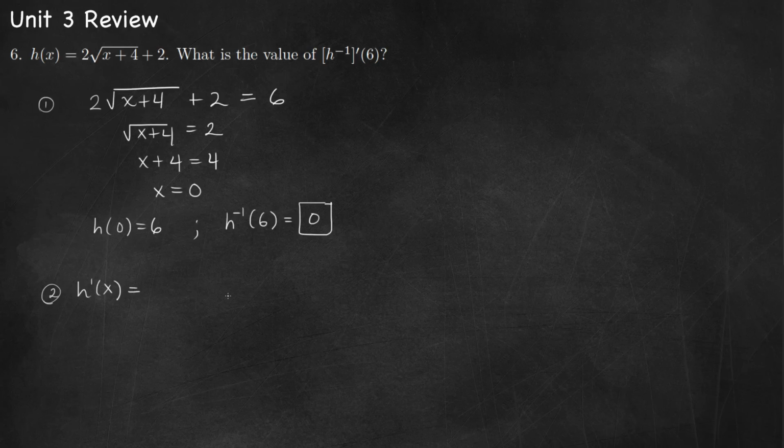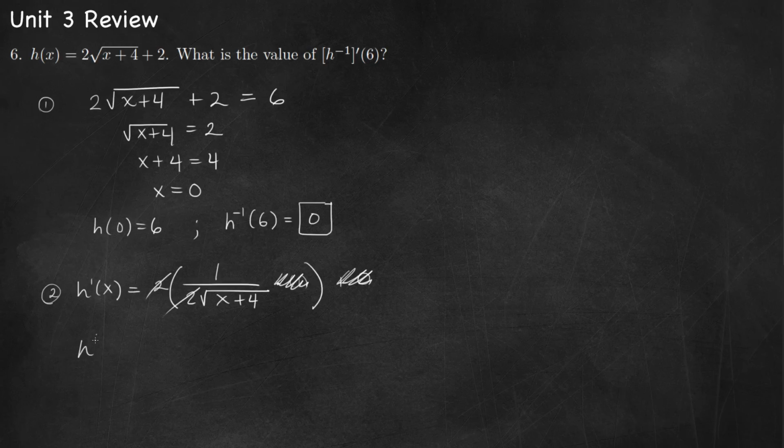So h prime of x, I'm going to have to use the chain rule here and my square root rule. I have 2 times the derivative of the square root of x plus 4. It's not just the square root of x, it's the square root of stuff. So the derivative of square root of stuff is 1 over 2 root stuff times the derivative of the stuff, but the derivative of x plus 4 is just 1, plus the derivative of 2, which is just 0. So I don't really need that, and I don't really need that. And then my 2's cancel out. And h prime of x is just equal to 1 over the square root of x plus 4.